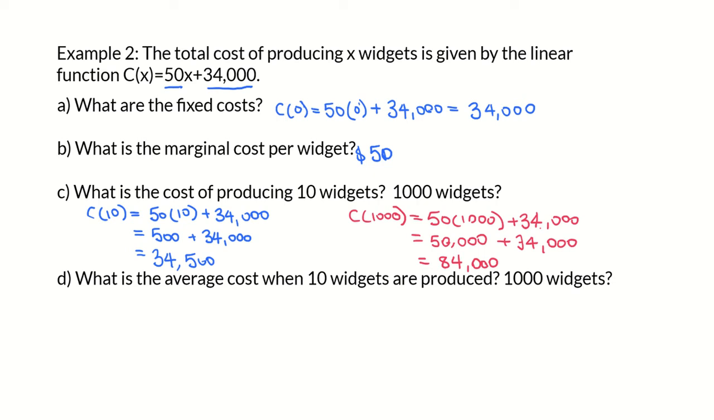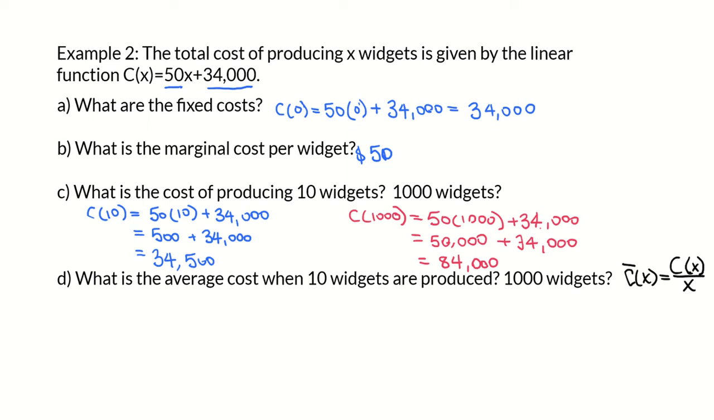But another important thing to look at is the average cost. So the average cost, we usually denote it as C bar. C bar of x is just the total cost at x divided by x. And the average cost tells us, on average, how much does it cost per widget.